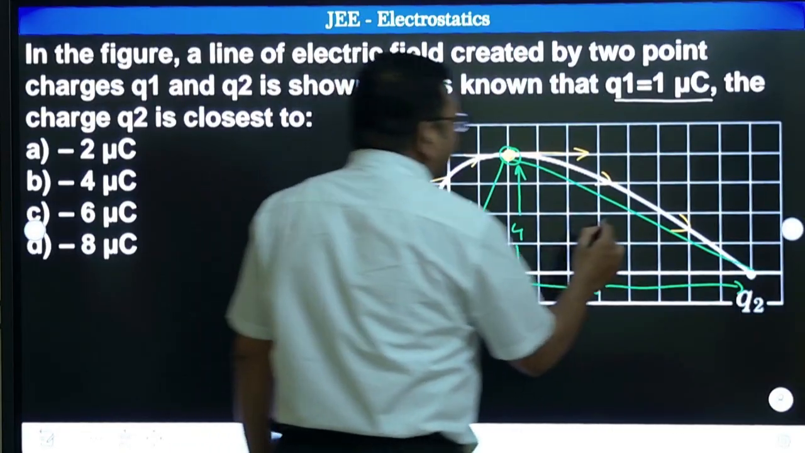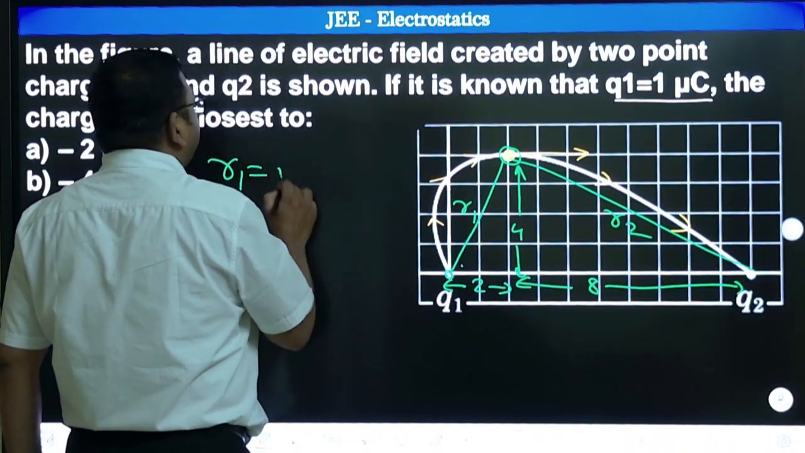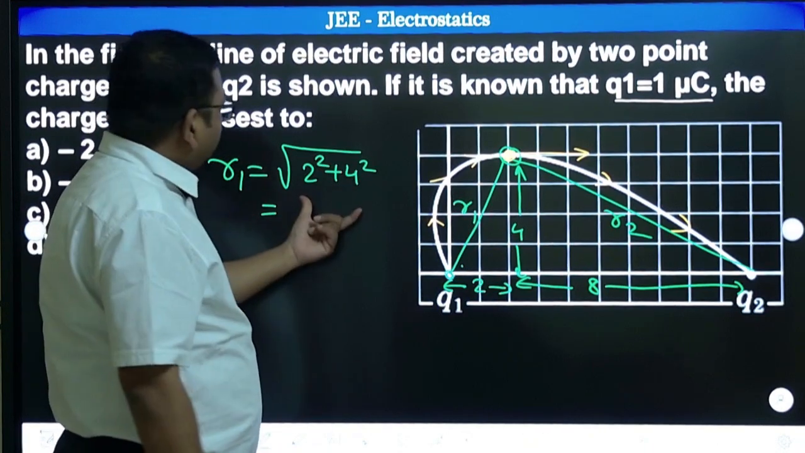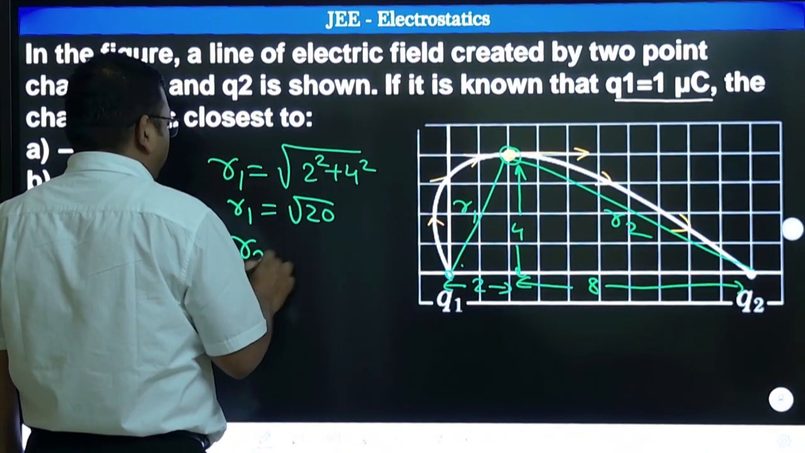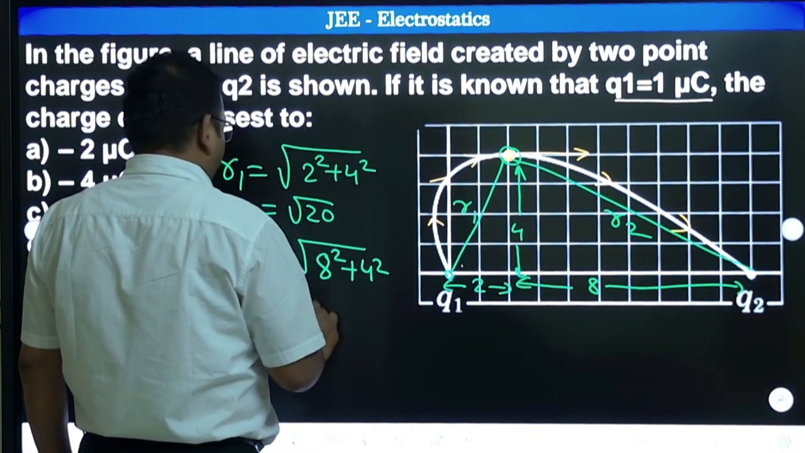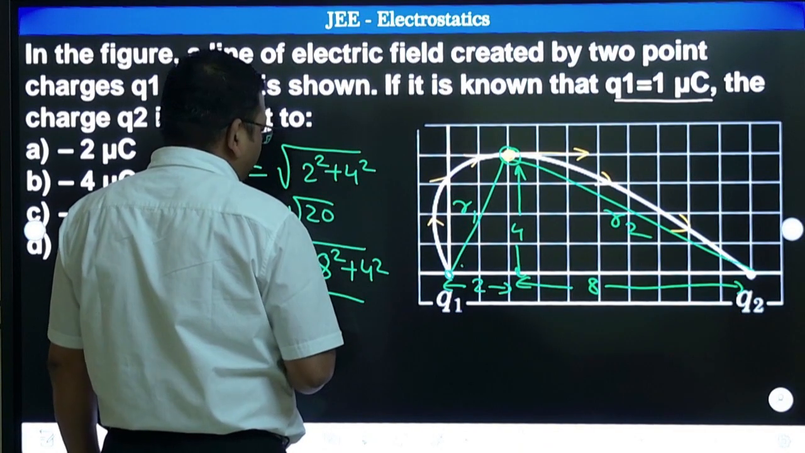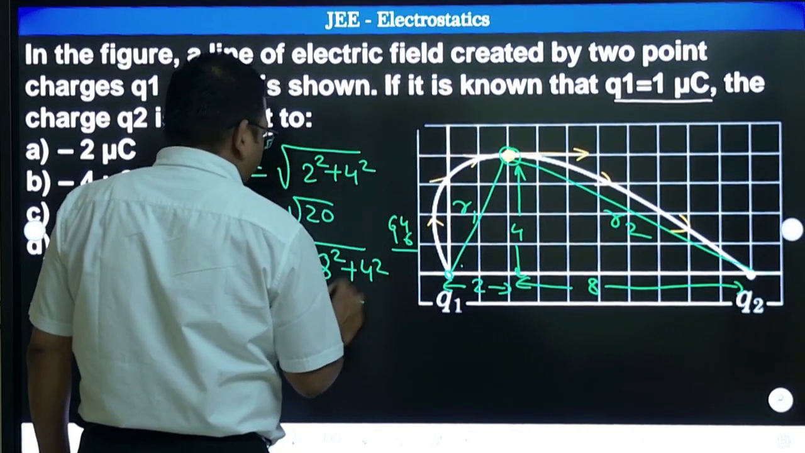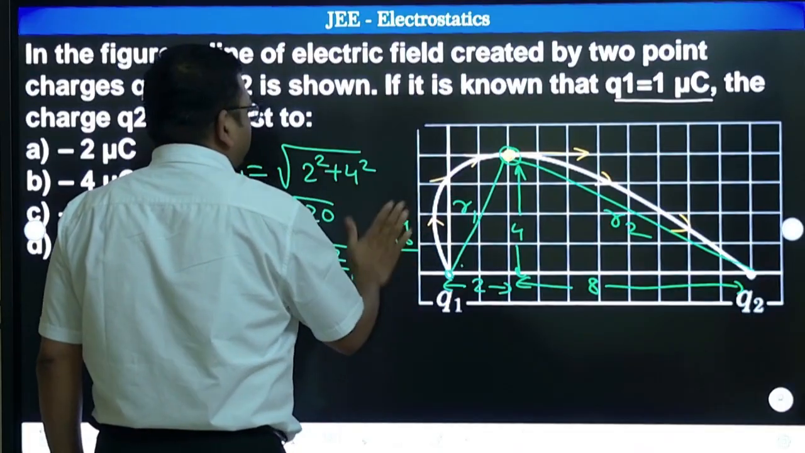Let us say this distance is r1 and this distance is r2. So r1 we can calculate. r1 will be root under 2 squared plus 4 squared, correct? So that becomes 4 plus 16, 20, so root 20 is r1. Similarly, r2 is root under 8 squared plus 4 squared. This is 64 plus 16, so that becomes 80, right? Correct.